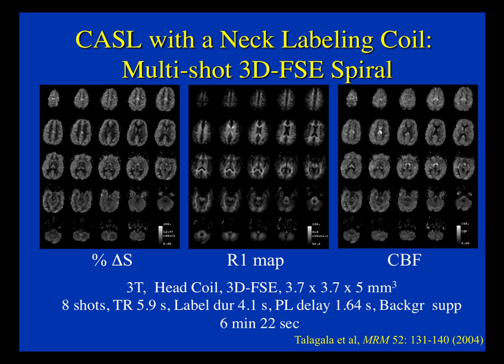Here's an example of data that we collected quite a long time ago. On the left, we see the difference images, control minus label images, qualitative perfusion images. And these days we use a slightly different model, which required us to measure the T1 maps corresponding to these slices in order to convert these signal changes to cerebral blood flow maps. So here are the relaxation rate maps that have been used to convert these signal changes to the CBF maps. Here we can see the blood flow in the gray matter throughout the whole brain quite nicely. And these images were acquired at quite low resolution at 3T with a head coil.